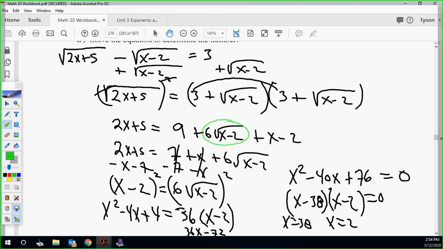All right, so let's test 38 then. If I put 38 in here, 2 times 38 is 76, plus 5 is 81. Square root of 81 is 9. 38 minus 2 is 36. Square root of 36 is 6. Is 9 minus 6 3? Yes, 38 works. All right, let's test 2. If I do 2, 2 times 2 is 4, plus 5 is 9. Square root of 9 is 3. 2 minus 2 is 0. Square root of 0 is 0. Is 3 minus 0, 3? Yeah, so in this case, they both worked. Okay, so both answers are correct.